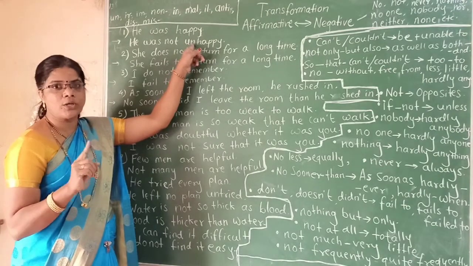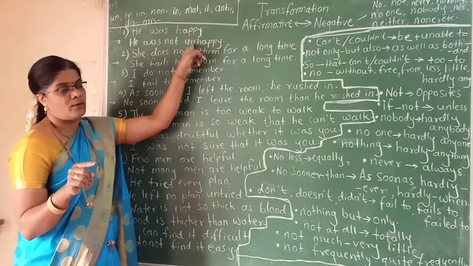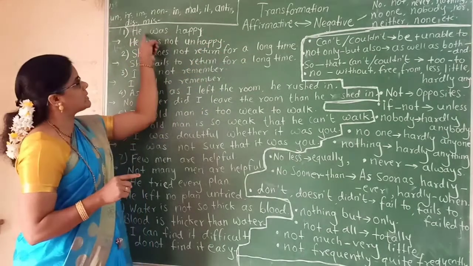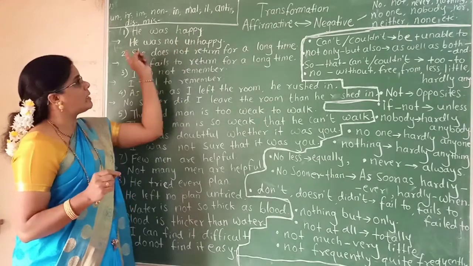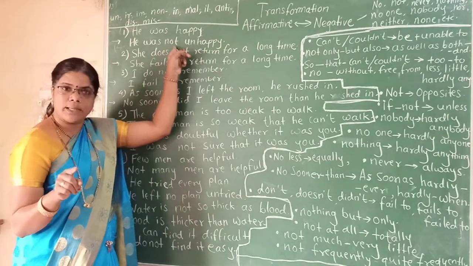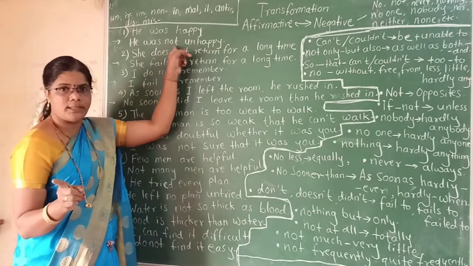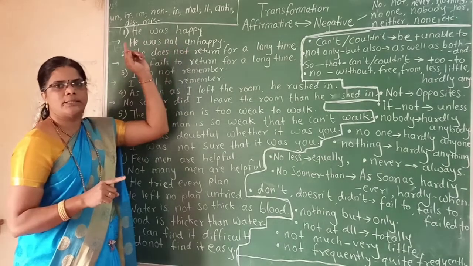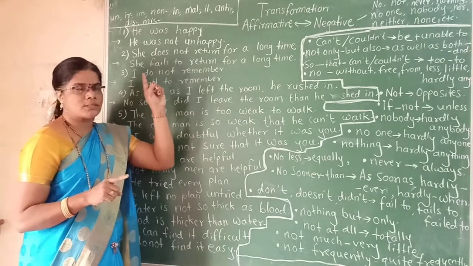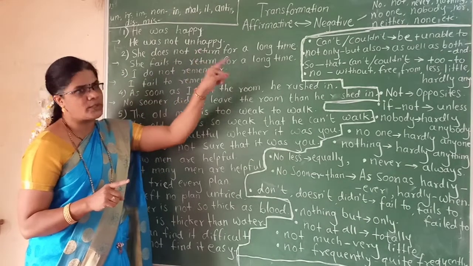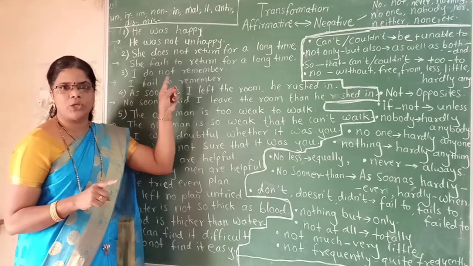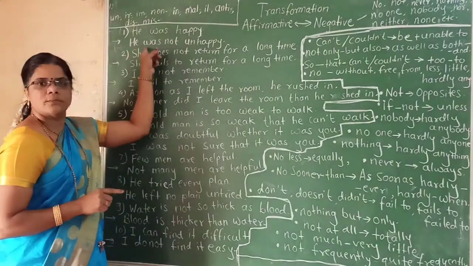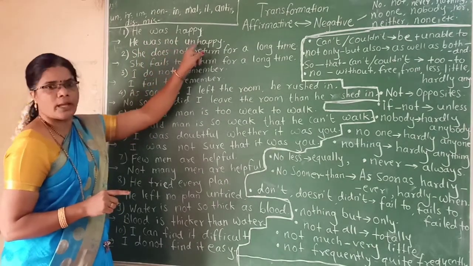So here we have not changed meaning of that sentence, but we have transformed this sentence from affirmative to negative. He was happy is affirmative, and he was not unhappy is negative, but the meaning has not changed. So you have to remember one thing, that here we are going to see this transformation from affirmative to negative without changing meaning of that sentence. So first sentence, he was happy, its negative is he was not unhappy.